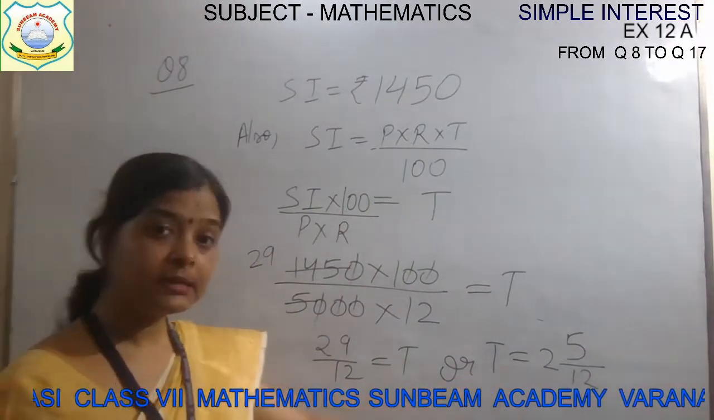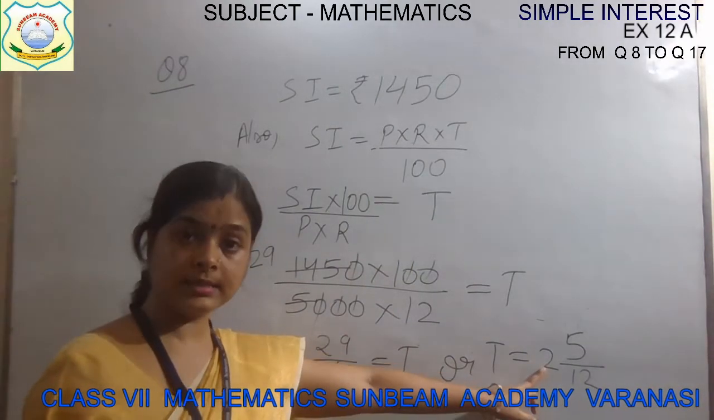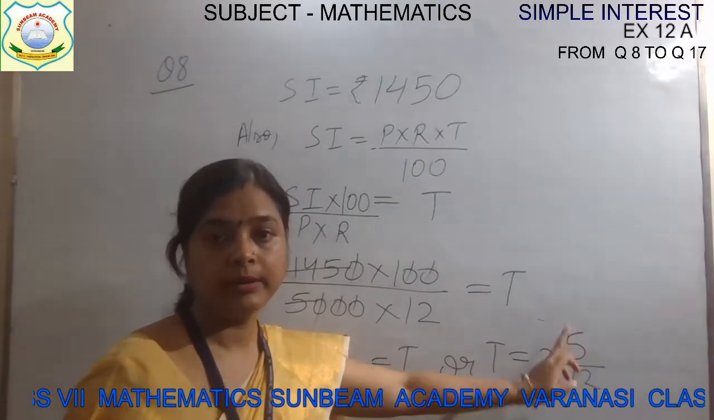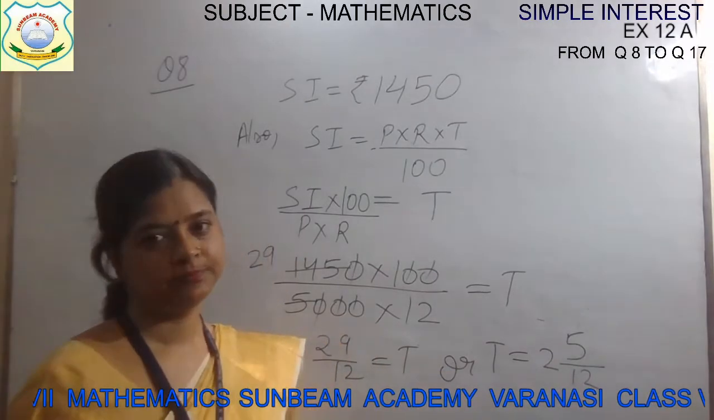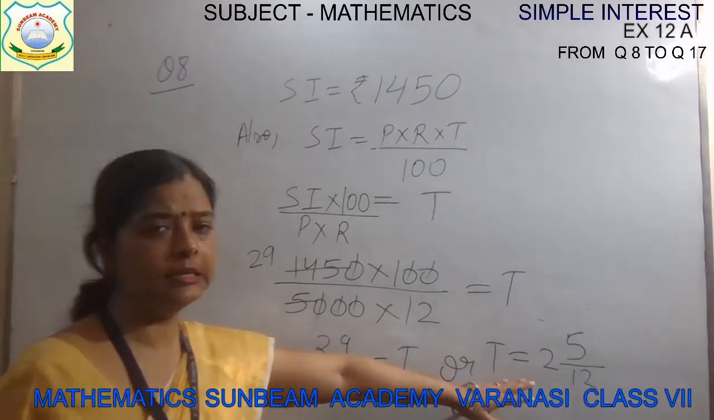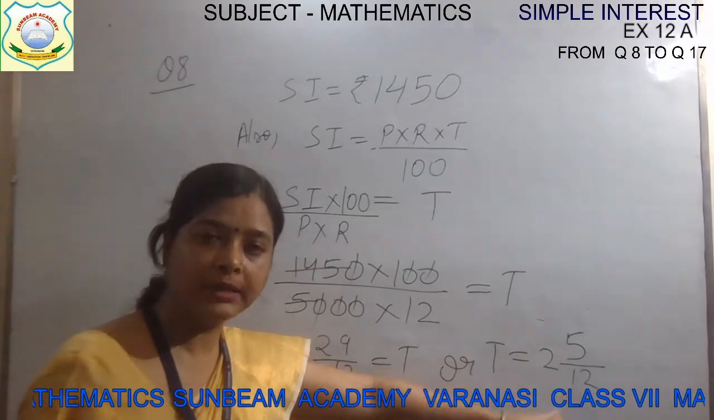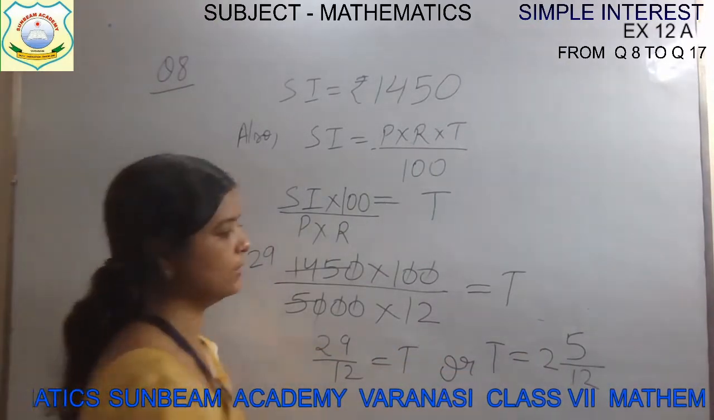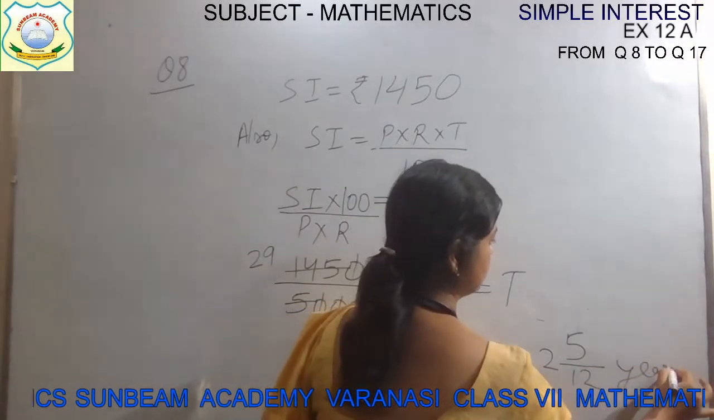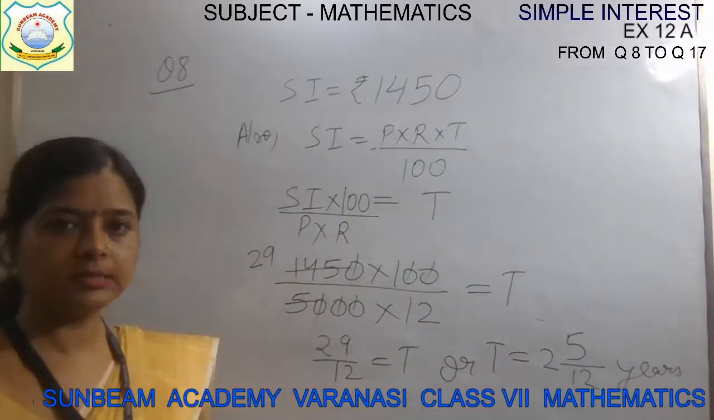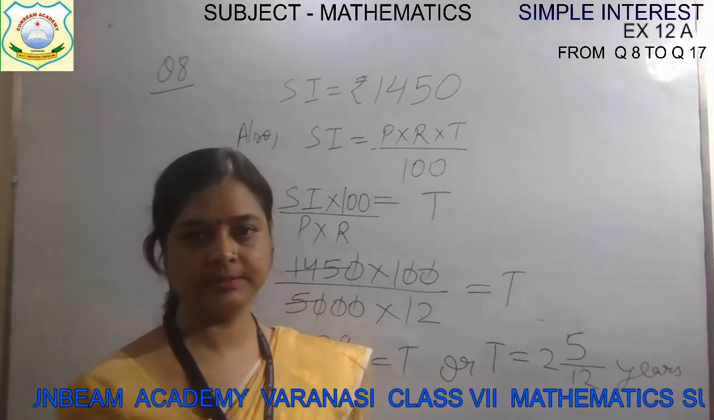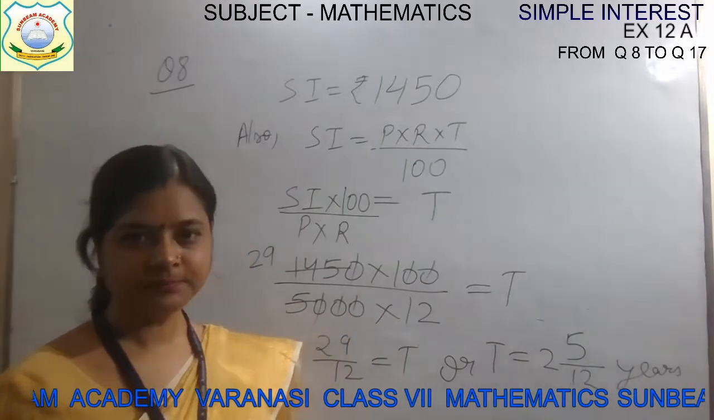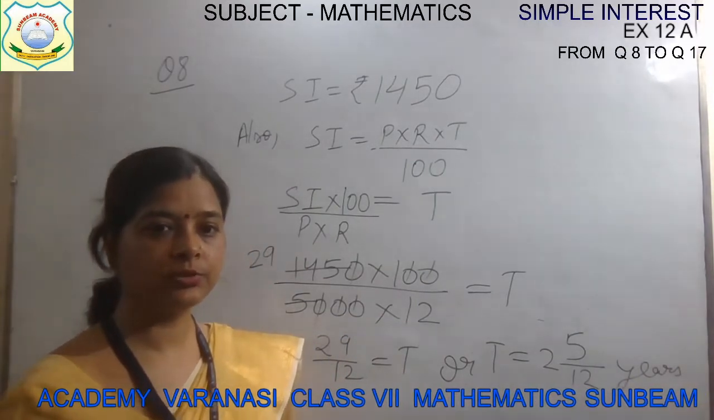Okay. What does it mean? It means 2 years. 2 whole means 2 years, and 5 by 12, 5 months. So 2 years and 5 months, or you can leave it as 2 whole 5 by 12 years. Or simply it is 2 years and 5 months. Out of 12, 5 months are there. Clear? Now, let's see the next question.